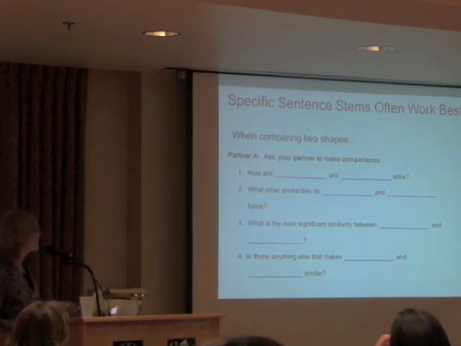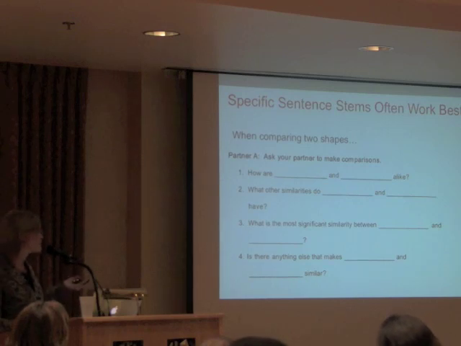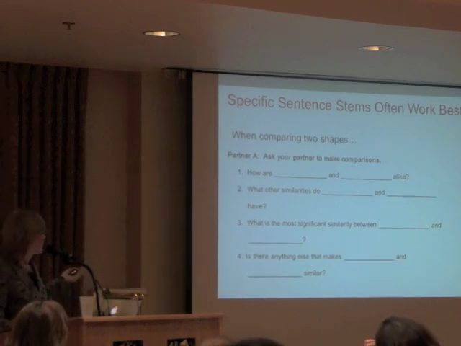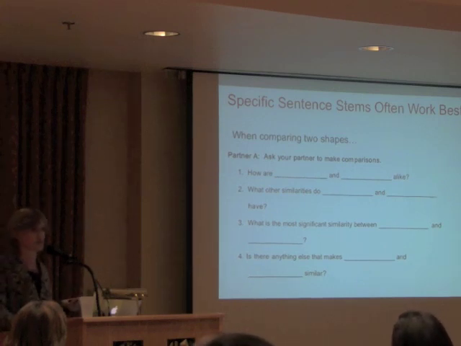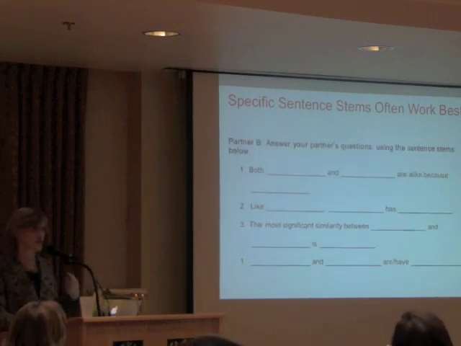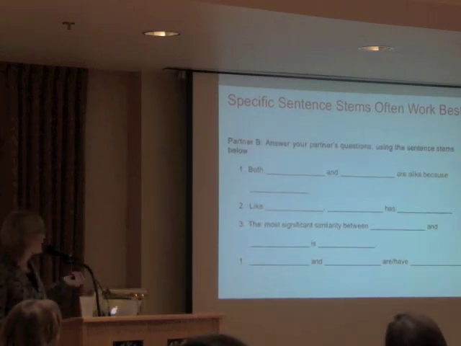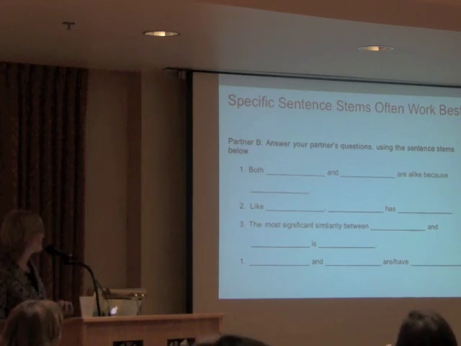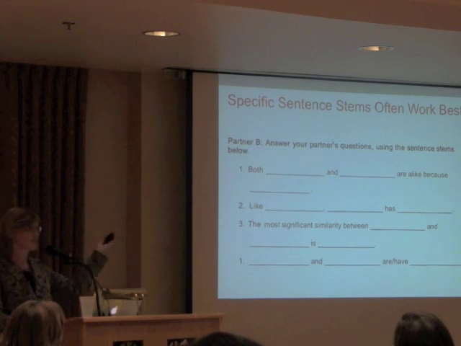What other similarities do animal cells and vegetable cells have? What is the most significant similarity between animal cells and vegetable cells? Is there anything else that makes them similar? And partner B has answer structures, right? Both blank and blank are alike because like vegetable cells, animal cells have, etc.